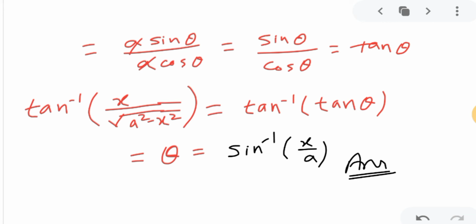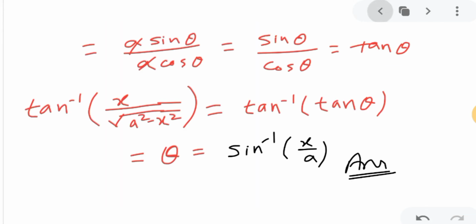Okay, so we'll take one similar question. I will erase this because I have limited space here. So now we'll discuss one similar question.